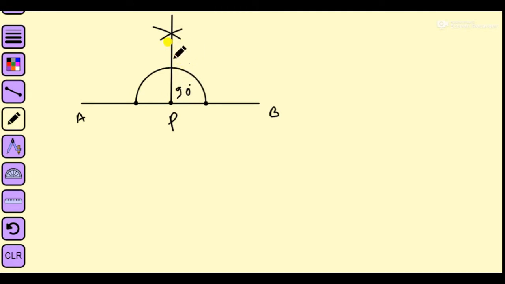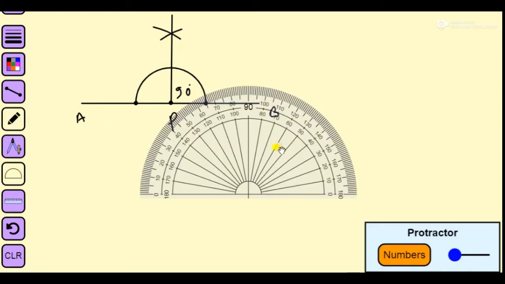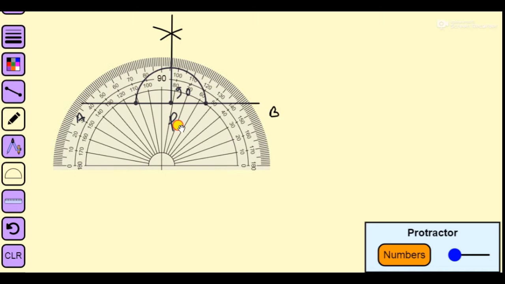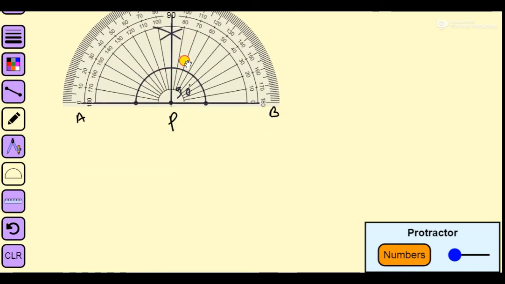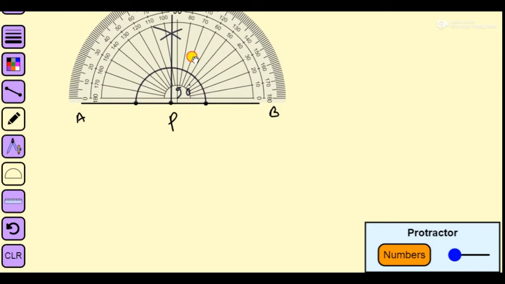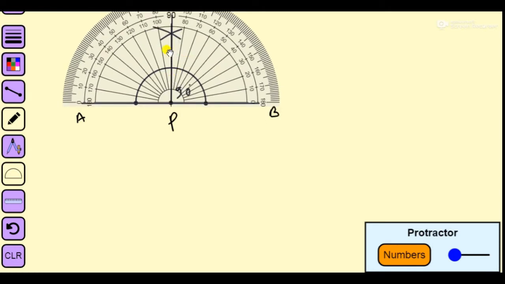It is perpendicular, so you can mark it as 90 degree. How can we say it is 90 degree and perpendicular? We can see with the help of this. You can put it on this. You can see here it is exactly 90 degree. So you can see it's a very easy method to draw the perpendicular line.